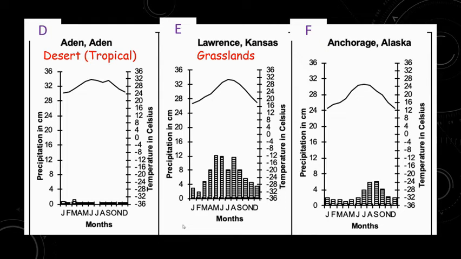Alaska, Anchorage, which is in sort of the southern part of Alaska, you can see that the temperature varies over the season. In fact, it's very similar to Kansas's temperature, and yet the rainfall is very different. There's a lot less, and it does vary over the season, although not the same way that Kansas's does. So this would be considered a taiga.